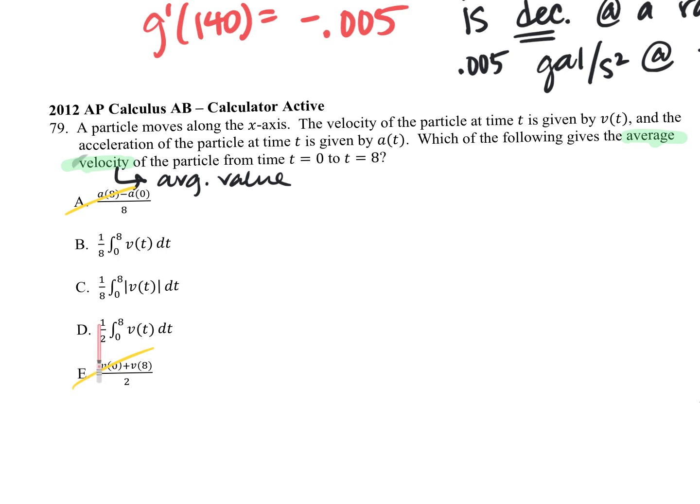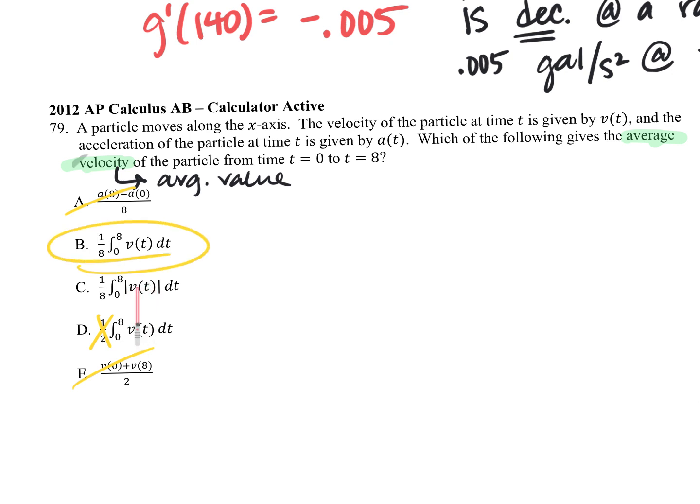Why? Because one, it's half. Instead of b minus a, my b minus a is 8 minus 0, which is going to get me 1/8 there, not 1/2. You don't need absolute value. The absolute value, we're going to learn in 8.2.